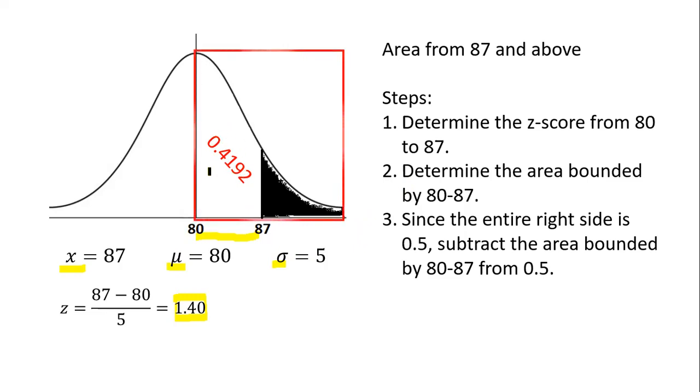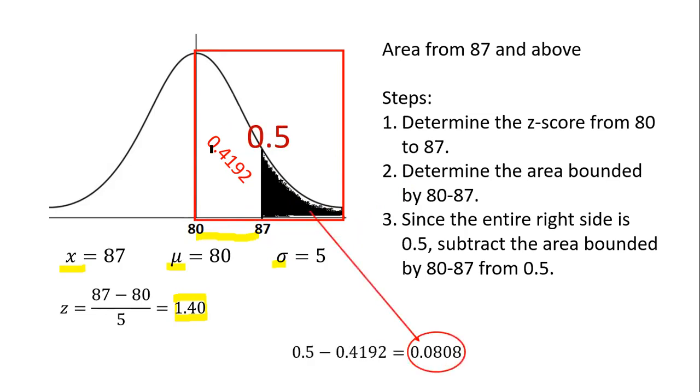So since our right side is equivalent to 0.5, that means this shaded area, the area that we were looking for, is the difference of 0.5 and this area from 80 to 87. So that is simply 0.5 minus 0.4192. That will give us the value 0.0808, or in probability that is 8.08%.